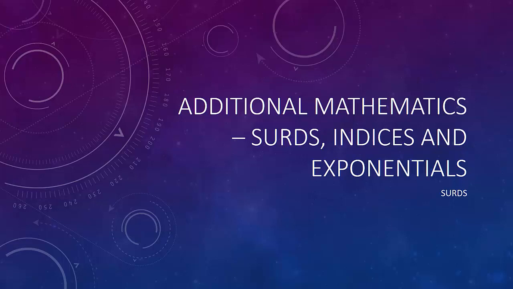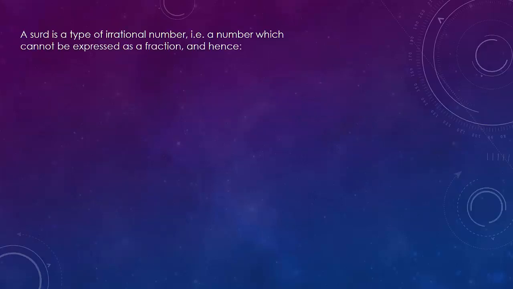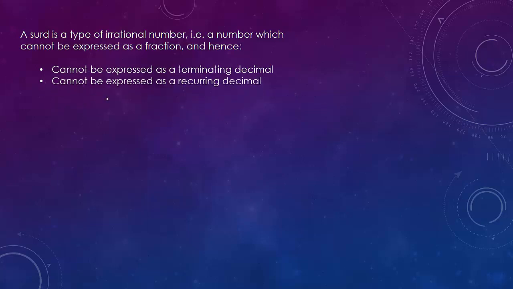Surds. A surd is a type of irrational number, i.e. a number which cannot be expressed as a fraction and hence cannot be expressed as a terminating decimal, or as a recurring decimal.